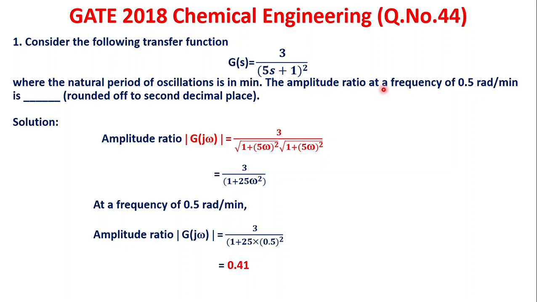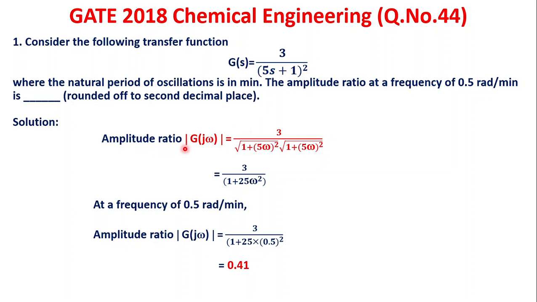Amplitude ratio is nothing but the gain of the sinusoidal transfer function at a particular frequency. So this is the transfer function. When we want to write the sinusoidal transfer function, we have to put s equal to j omega. So G(j omega) equals 3 by (1 plus j 5 omega) whole square.